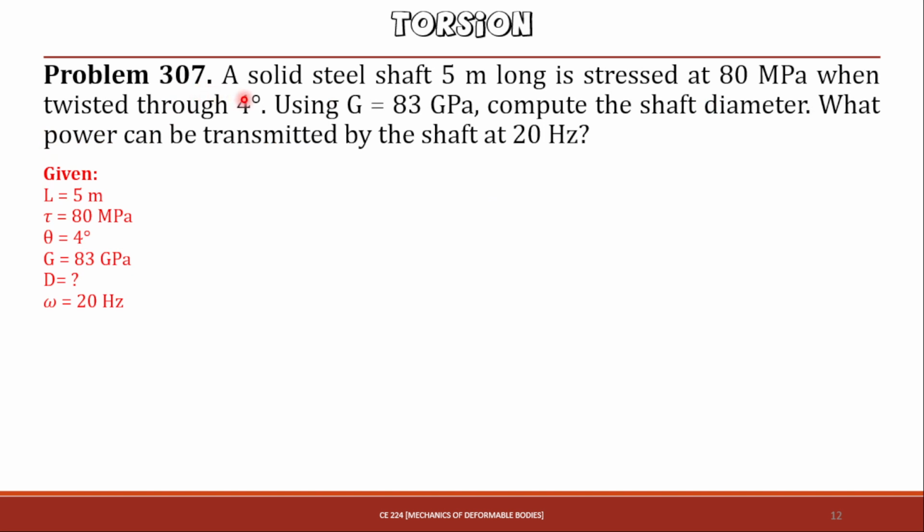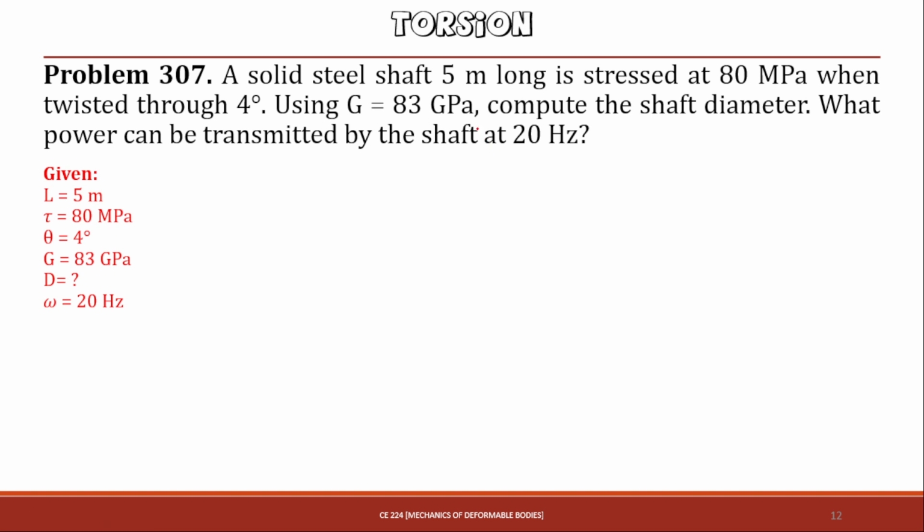Problem 307: a solid steel shaft 5 meters long is stressed at 80 megapascal. When twisted through 4 degrees, using G equal to 83 gigapascals, compute the shaft diameter. What power can be transmitted by the shaft at 20 hertz?